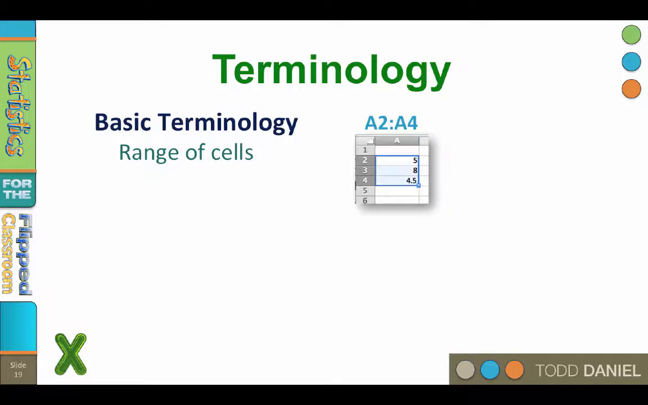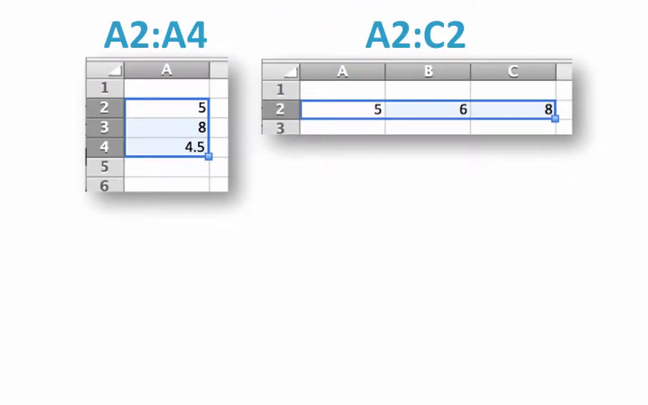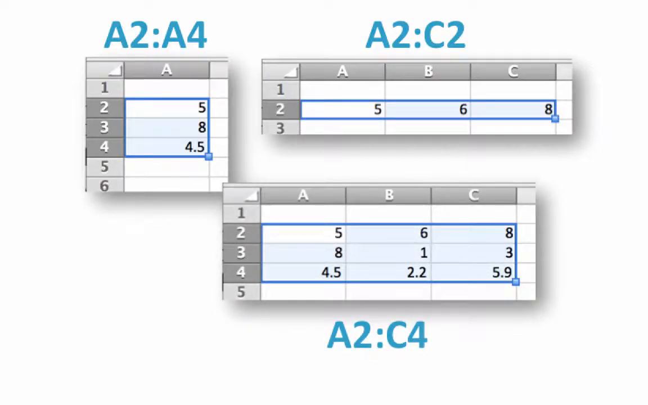Cells next to one another are called a range of cells. When referencing a range of cells, reference the first cell, followed by the last cell, separated by a colon. For example, this column of 3 cells would be referenced as A2 colon A4. This row of 3 cells would be A2 colon C2. If you're referencing A2 colon C4, you're referencing a block of cells.